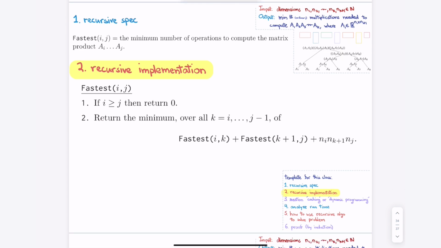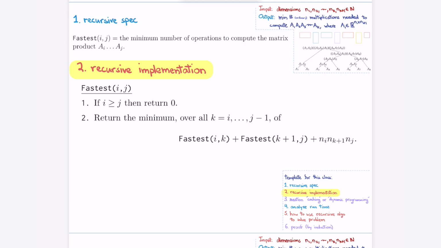So what this is doing instead is looking for a middle matrix index to actually split it in half. Here's the first half, here's the second half, and then you're going to get that middle dimension from the two halves, times that leftmost dimension times that rightmost dimension.